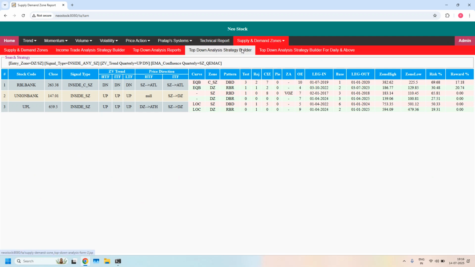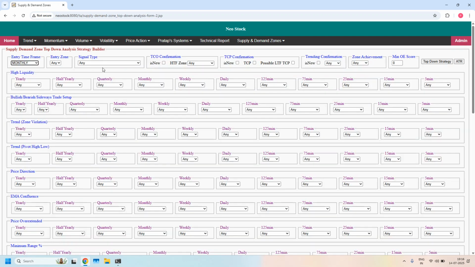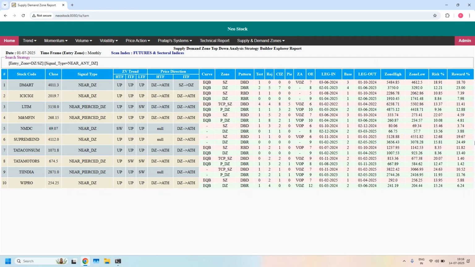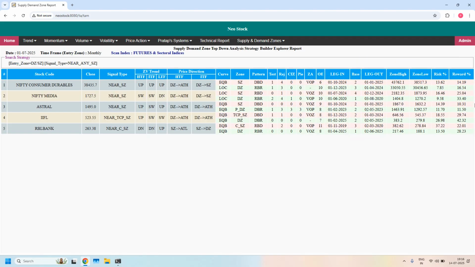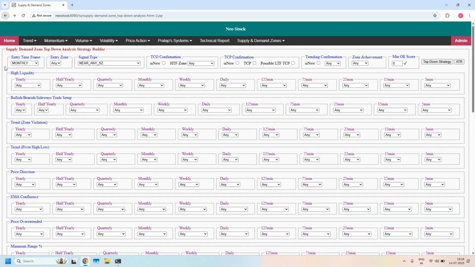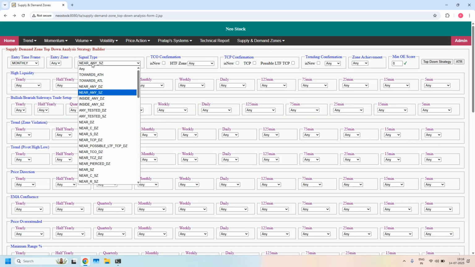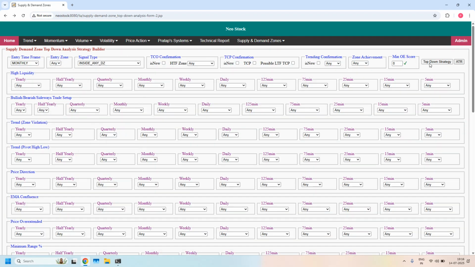Okay, next time frame is monthly. Stocks near monthly demand zone. We got 10 stocks. Next, stocks near monthly supply zone. We got 5 stocks. Next, price closed inside the monthly demand zone.